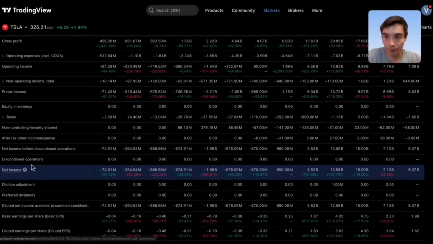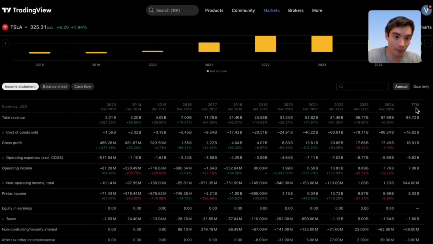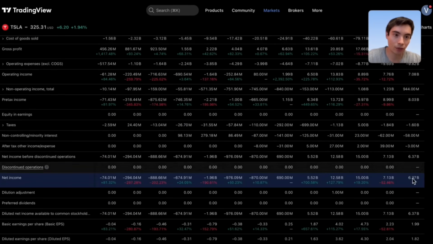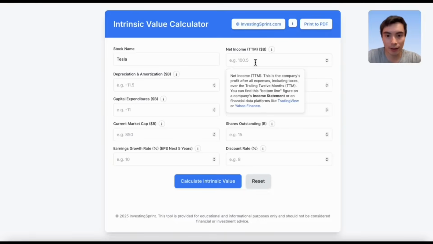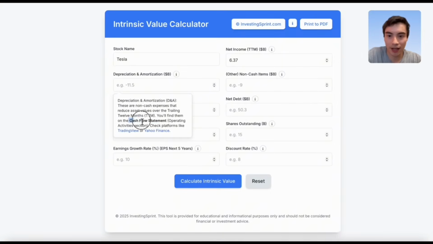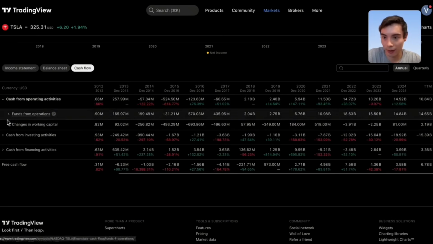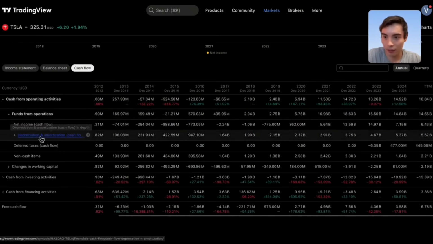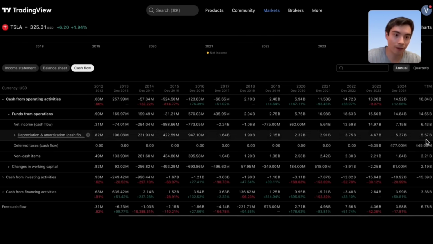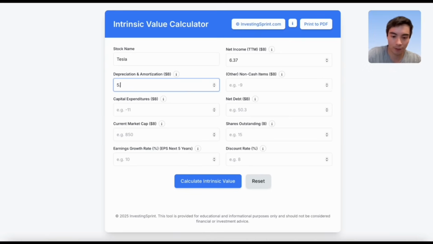Here's net income in the income statement, and we can look here at TTM. This is the last column, and it says 6.37 billion. So we go back and we fill in 6.37 billion. Let's look at depreciation and amortization, which is found in the cash flow statement, operating activities section. So let's go to the cash flow statement, cash flow from operating activities. And we can see here depreciation and amortization, TTM, 5.57 billion. We can put in 5.57 billion.